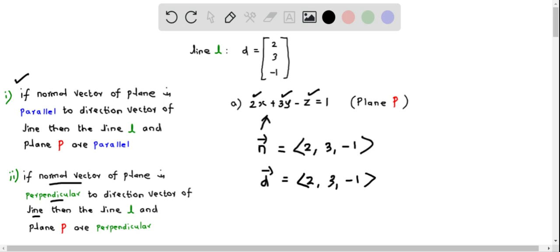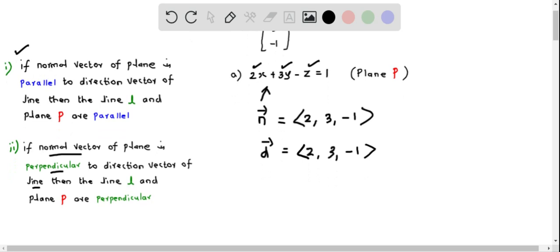To determine if these two are parallel, basically we have to check if either of the vectors can be written as a scalar multiple of the other vector. Clearly we can see that the d vector is basically 1 times the normal vector, so the scalar is 1 here. So we can say that these two vectors are parallel. And this means the line L and the plane P are parallel.